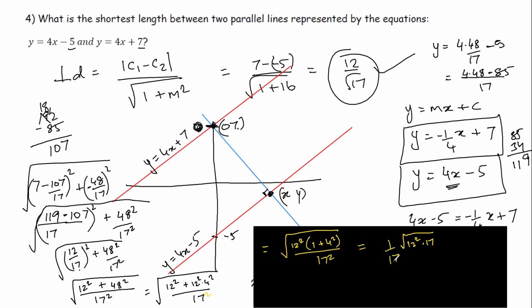Maybe I should have left the 17 squared inside so that the 17 and 17 cancel. So what I get is root of 12 squared upon root of 17, and root of 12 squared is 12, so 12 upon root of 17 is my answer out here. So you save a lot of calculations by using the formula.